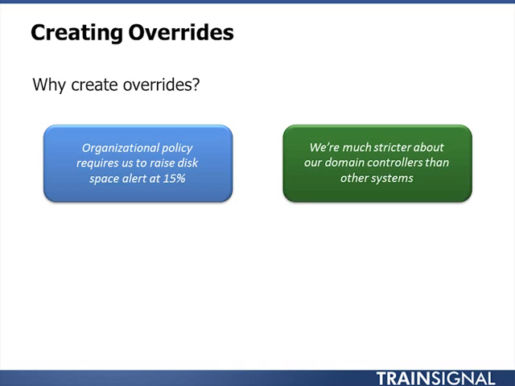Well, when it comes to our domain controllers, we're quite a bit stricter than we are with our other systems. So let's take this for example. For our domain controllers, we want to raise a warning when we're below 20% free disk space. You can do that through what's called targeting of a particular override in the management pack, and you'll see that actually in action in the demonstration portion of this lesson.